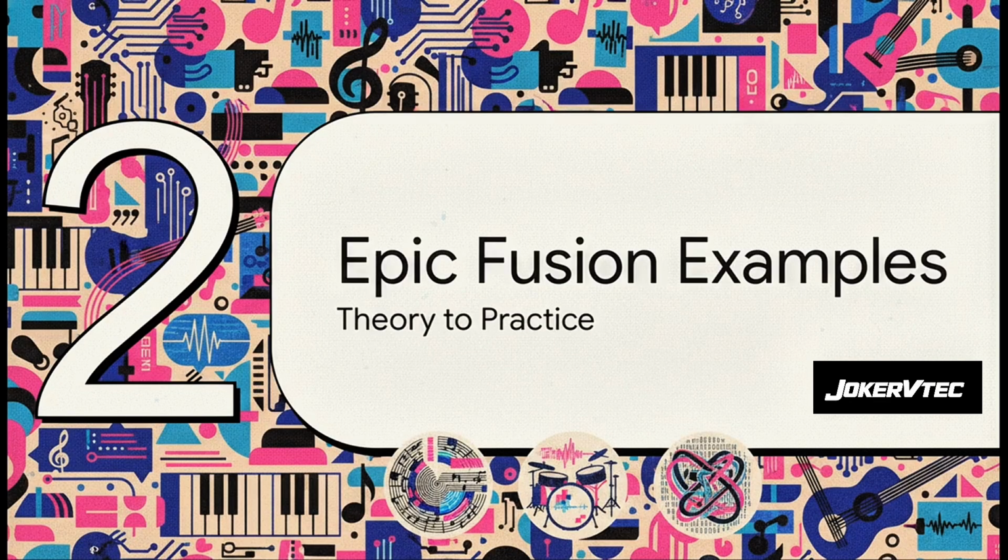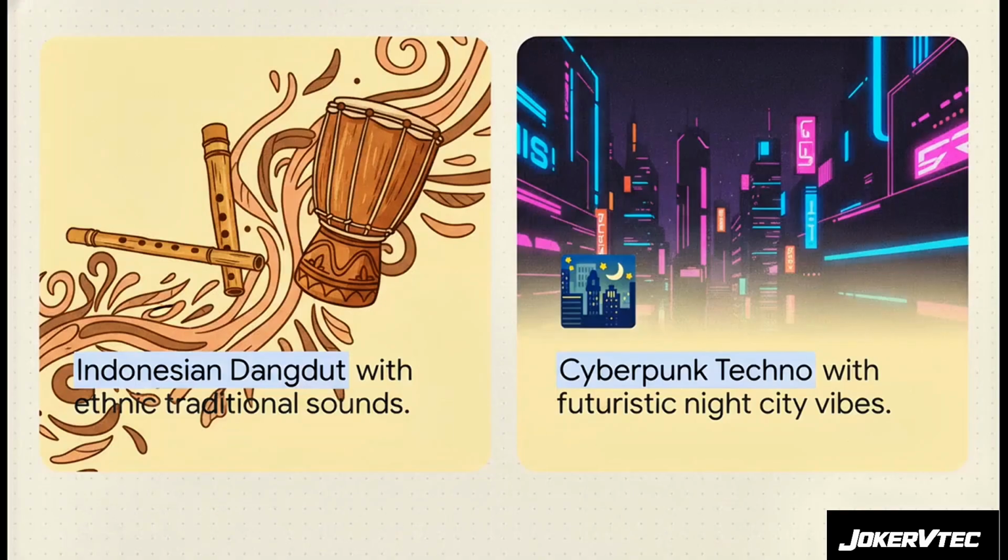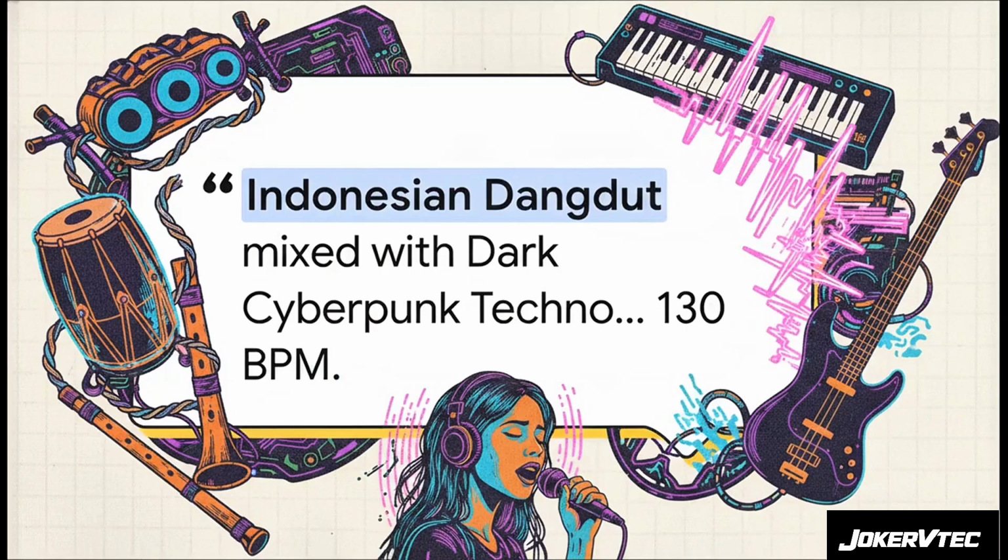Moving into Section 2, 3 epic fusion examples. Let's actually put this theory into practice and see exactly how this framework creates mind-blowing, cross-genre tracks. First up, we've got an ethnic futuristic fusion. We are setting up a totally wild clash here. We're taking the traditional sounds of Indonesian dangdut and forcing them to collide head-on with the high-energy, neon-lit vibe of dark cyberpunk techno. Just look at how the Big 5 formula anchors all that chaos into an absolute masterpiece.